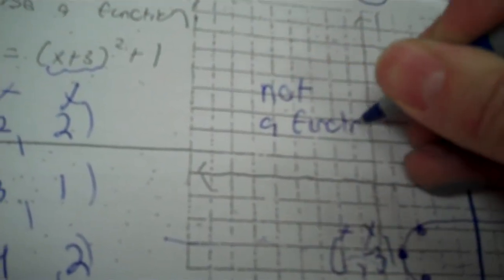Now, here's how you determine whether it's a function or not. You're going to take your pencil and make what's called the vertical line test. How many times did that vertical line cross my parabola? It crossed twice. When it crosses more than once, it's not a function. So not a function. Vertical line test.